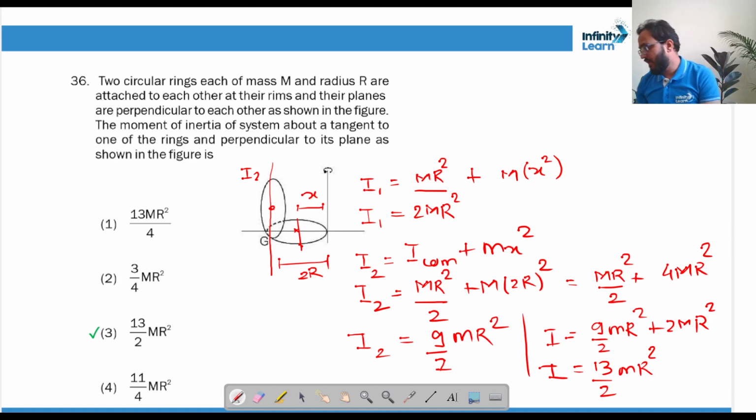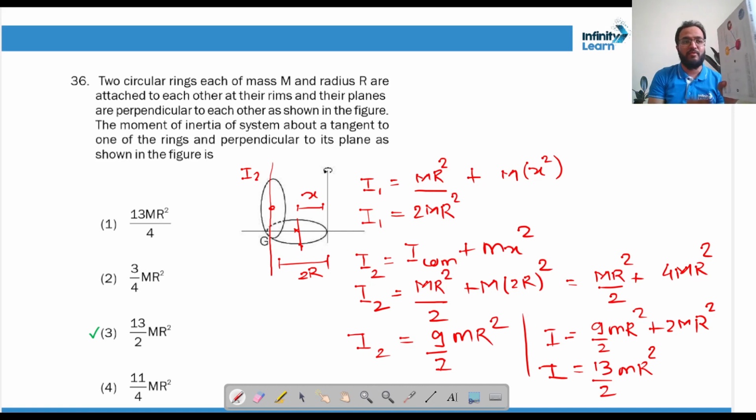See, I'll tell you. One ring is like this. So this is mr square and the axis is here. This is the axis that is passing through the center of mass. This is another axis about which we need to find out the moment of inertia. So what we do? We say Icom plus mx square, where x is the distance between these two axes. So Icom for this axis is mr square plus, what is this gap, r. So mr square plus mr square, the answer is 2mr square.